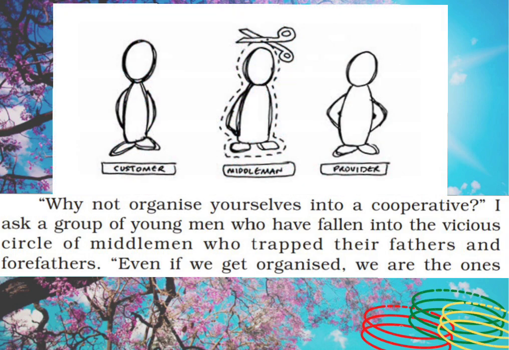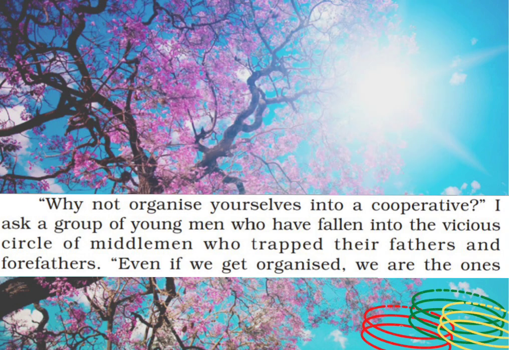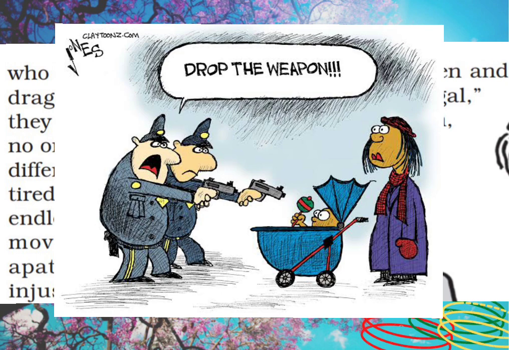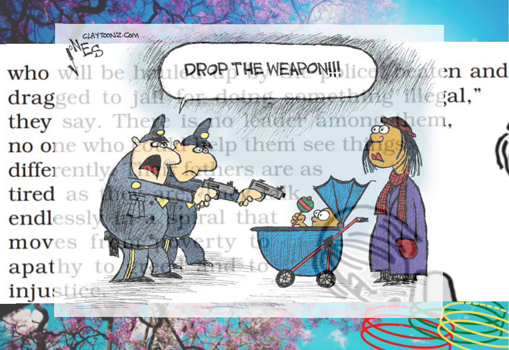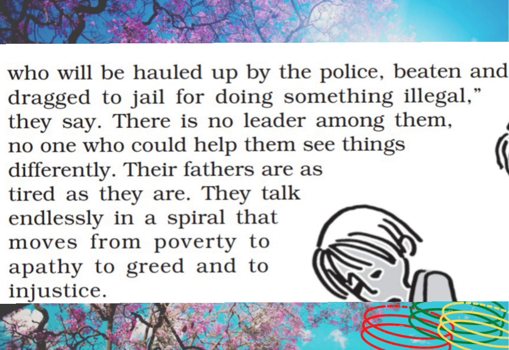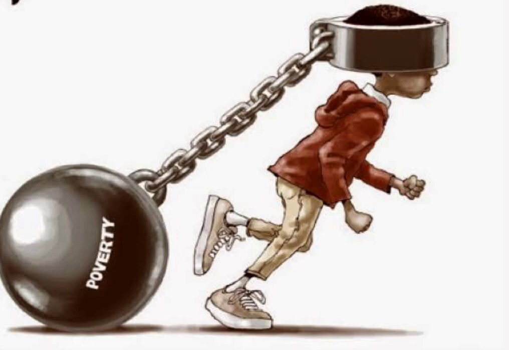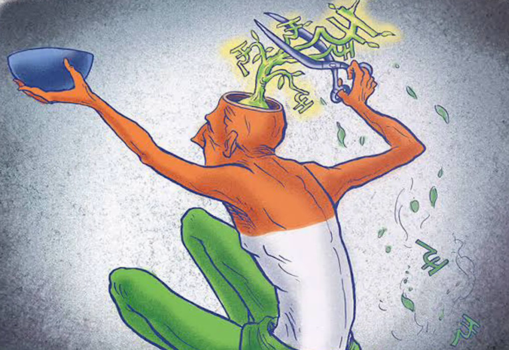The young men of Firozabad have also fallen into the vicious circle of middlemen who trap their fathers and forefathers. They are also afraid of the police. They know that the police will haul them up, beat them and drag them to jail for doing something illegal if they organize themselves into a cooperative. There is no leader among them to help them see things differently. Years of mind-numbing toil, the hard work, have killed all their initiative and the ability to dream. They talk only and only about poverty, apathy, greed, and injustice.